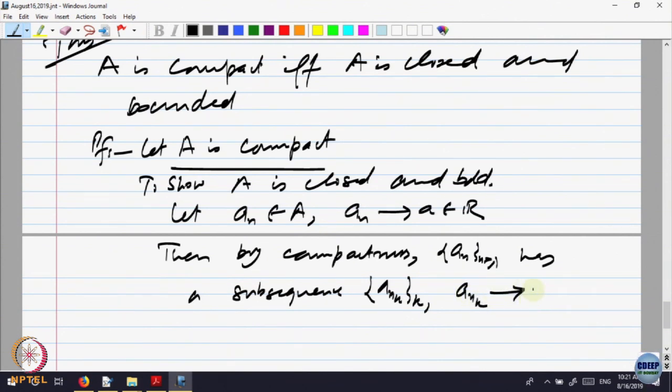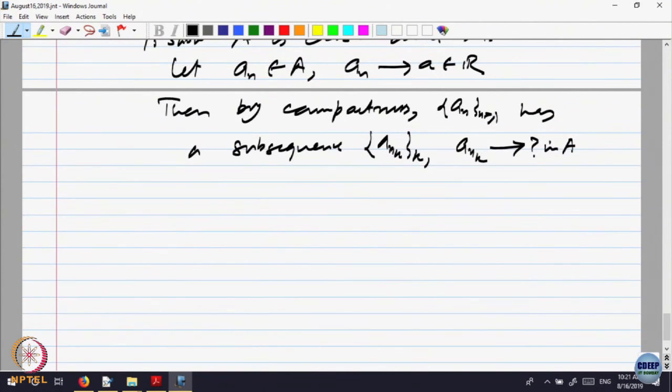A_n_k converging to something in A, right? It only says it has a convergent subsequence converging to something which is in A, but that something is A, because A_n converges to A and it is a subsequence, implying that A belongs to capital A.